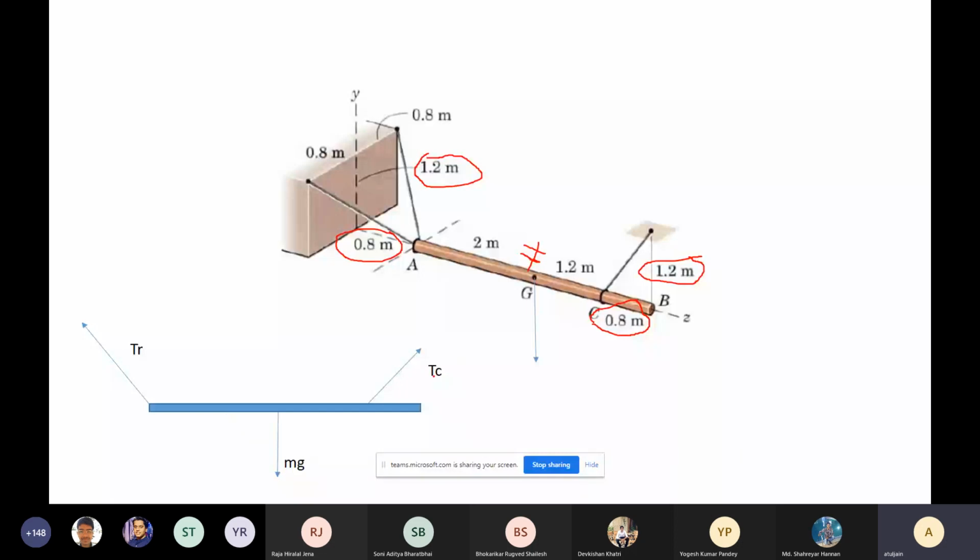Excuse me, there is no need for any calculation. Just by visual inspection, you can say that the answer is yes.